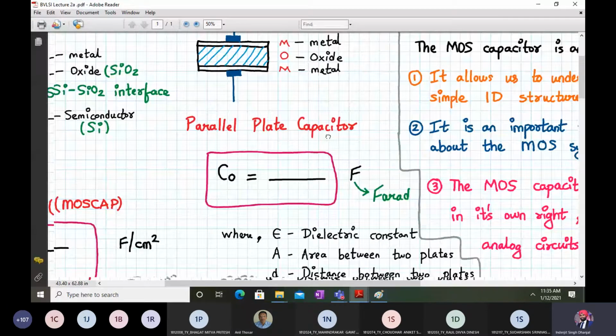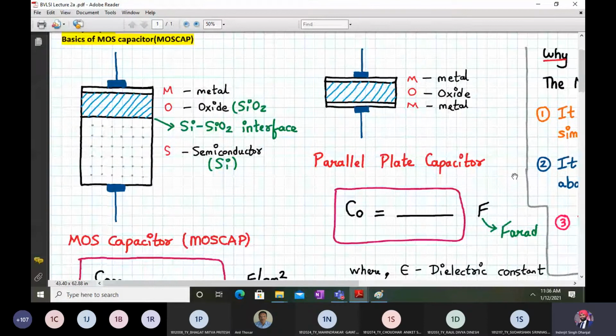Exactly similarly, we have a MOS capacitor. Now, what is the MOS capacitor? Like a parallel plate capacitor, a MOS capacitor is a two-terminal device. So M stands for metal, O stands for oxide. The blue color hash lines are oxide. And S stands for semiconductor, which is silicon, whether P-type or N-type, we'll see that very soon. So basically, you need to know it's a two-terminal device.